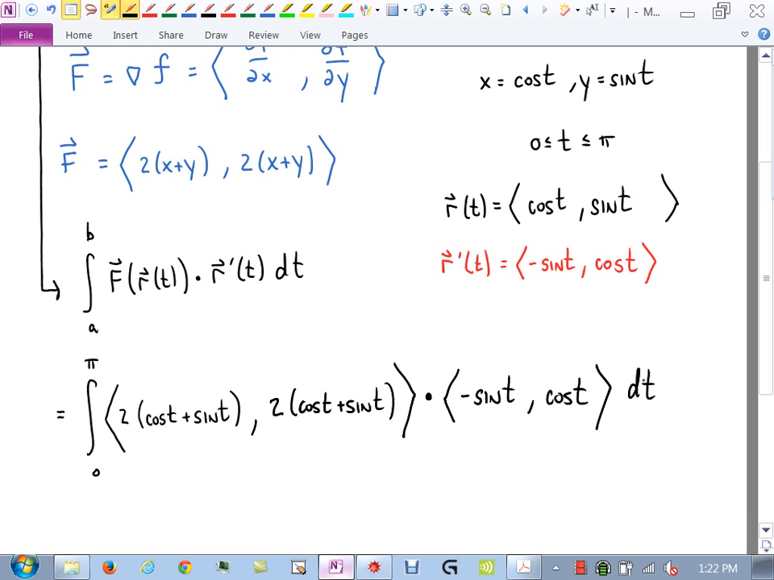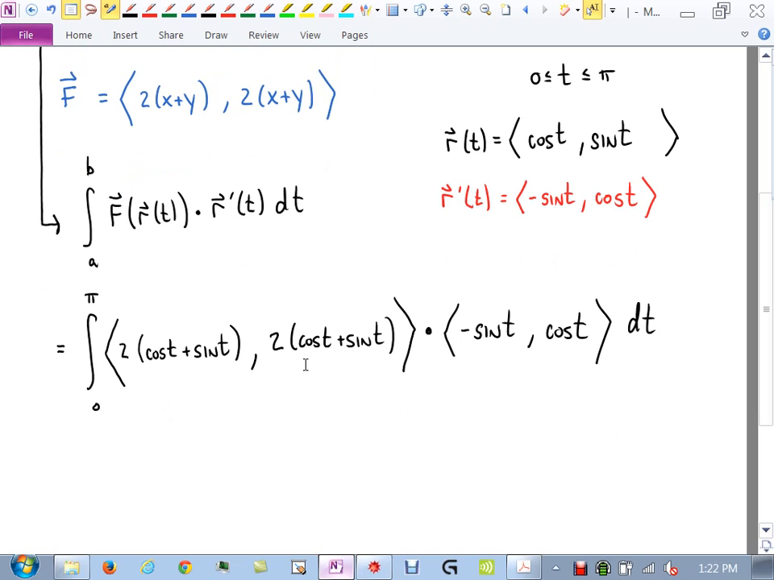Then dt. Any questions? Remember how to do a dot product? When you take the dot product of 2 vectors, all you're doing is multiplying their components and adding them up. And your answer should be a scalar. Dot products of vectors is a scalar. Cross product of vectors is a vector.